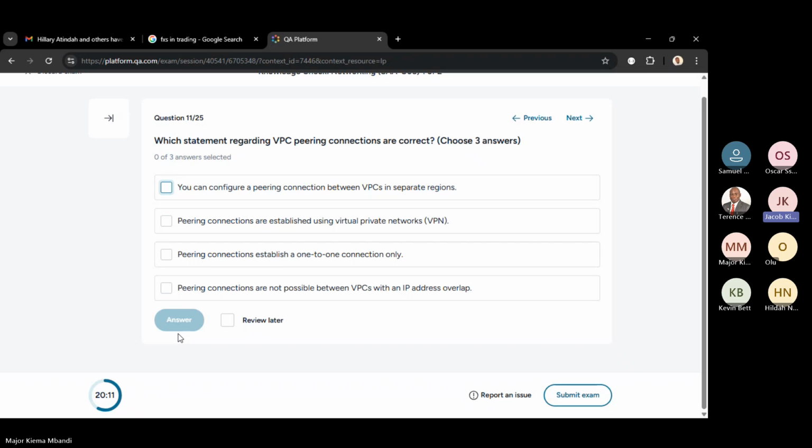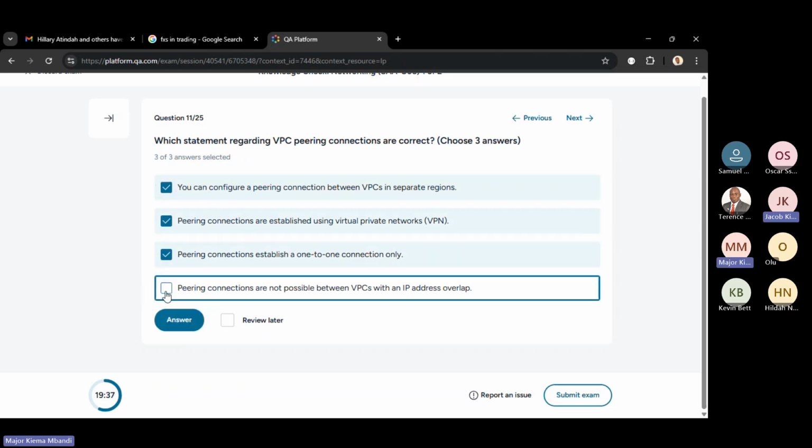Which statements regarding VPC peering connections are correct? I have to choose three answers. First answer is you can configure VPC peering between VPCs in separate regions. VPC peering connections are established using virtual private networks. VPC peering connections establish one-to-one connectivity only. VPC peering is not possible between VPCs with IP overlap. So I will go with the first three.